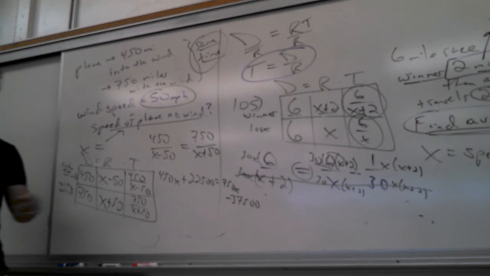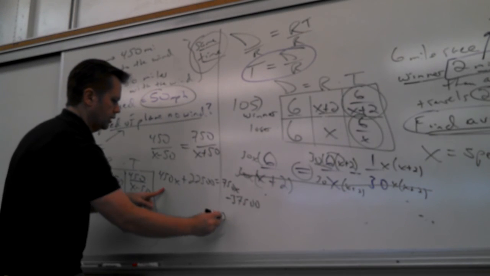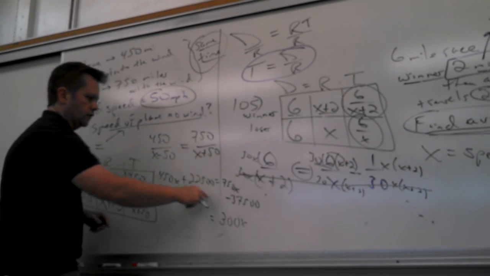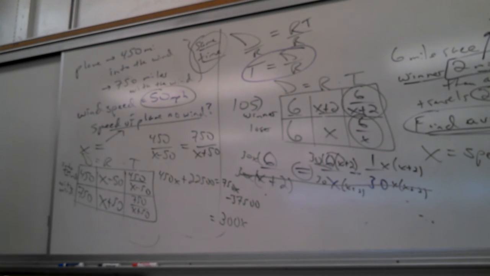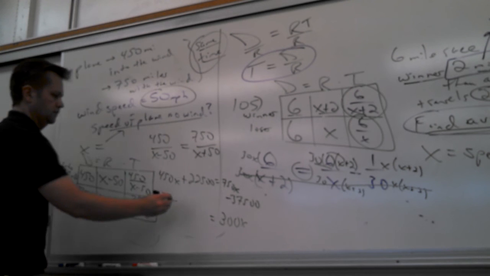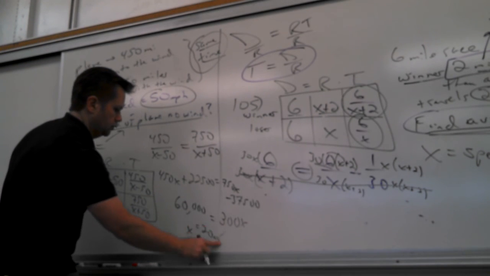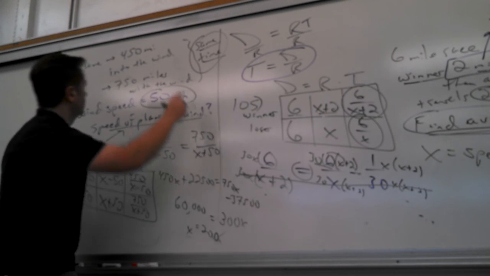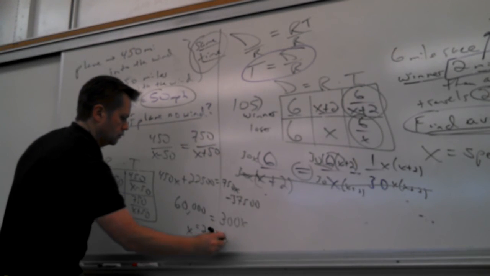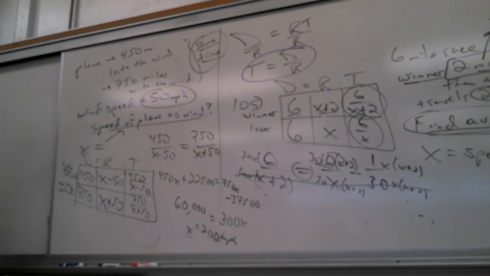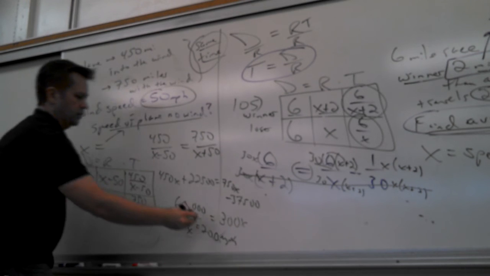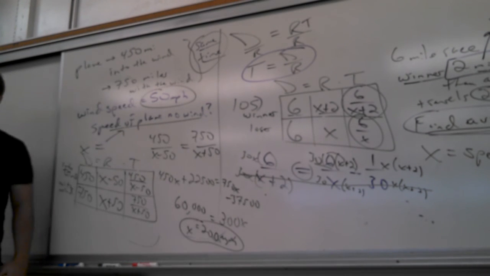Now it's just an equation. You subtract 450x, so you get 300x. You add 37,500, so you get 60,000, I think. So x equals 200 miles per hour. Thankfully, there's only one answer for this problem, because there's only one thing: the speed of the plane with no wind, 200 miles an hour.